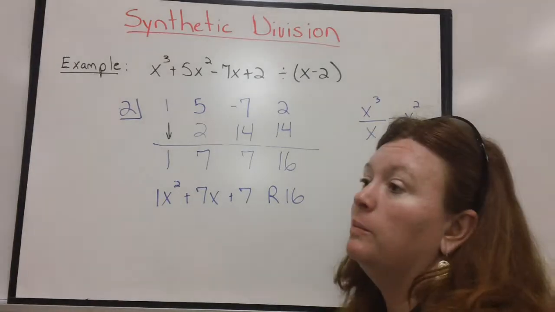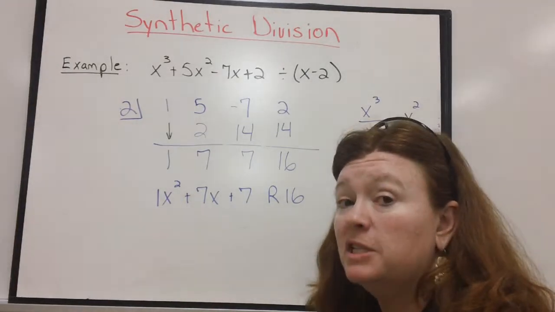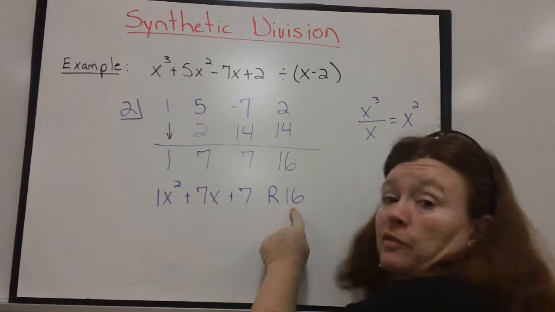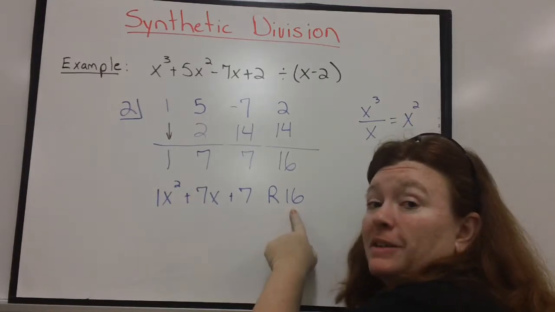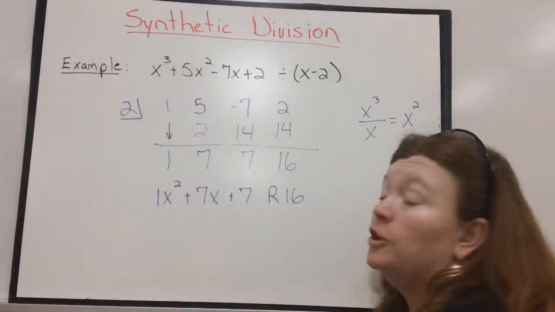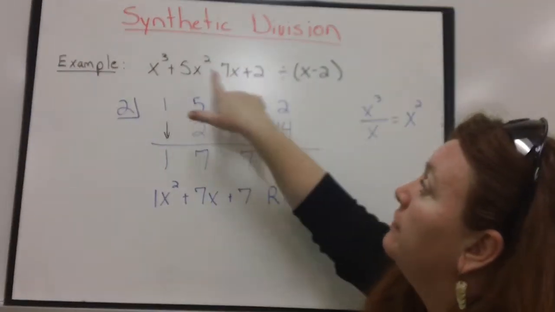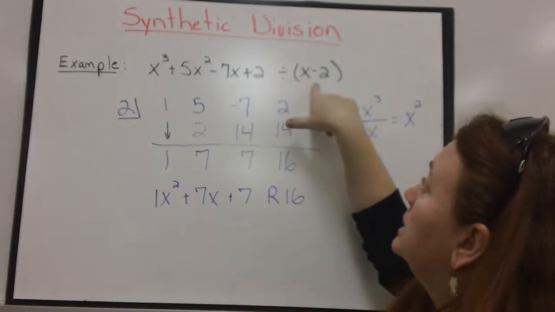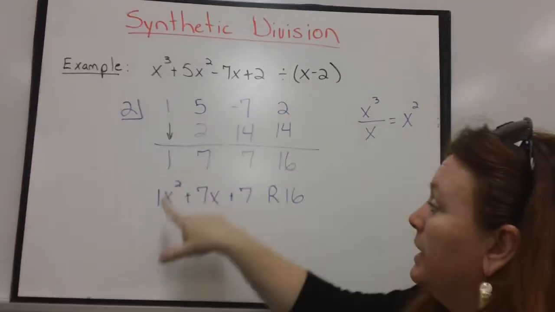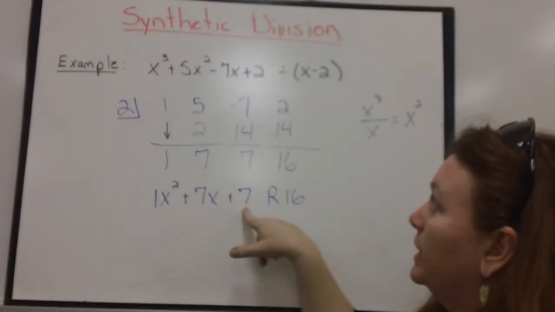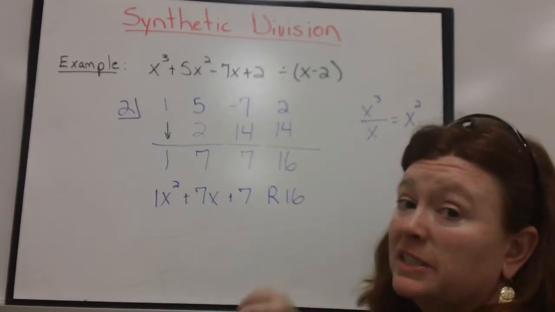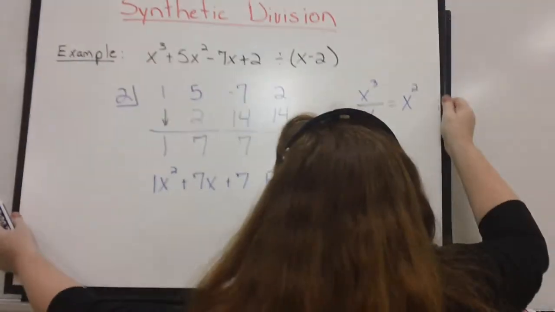Now, if you recall, before you learned about decimals, when you did division, all you did was look for the remainder. Since the remainder is not zero, then no, it's not a factor. But x cubed plus 5x squared minus 7x plus 2 divided by x minus 2 is x squared plus 7x plus 7, remainder 16. All right, let's try this again, real quick.